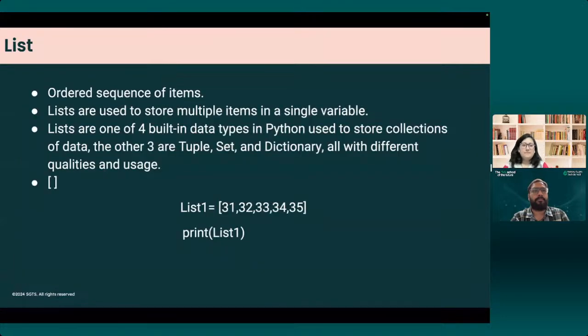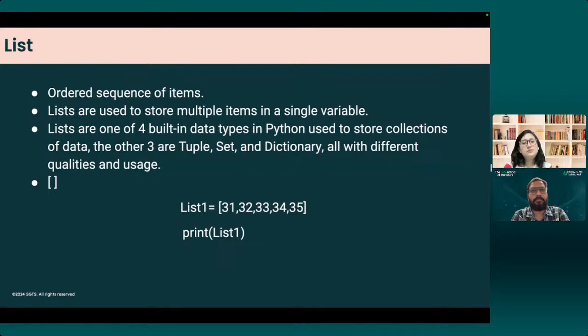Okay, then we will go on to the list. The list is again the ordered sequence of items. This is how it looks. List 1 is equal to 31, 32, 33, 34, 35. You can give apple, banana, pineapple, capsicum, and tomatoes. These are all the list of the eatables that we have.